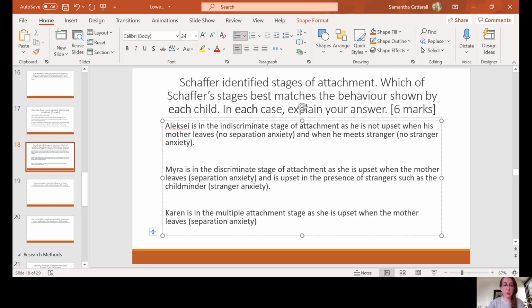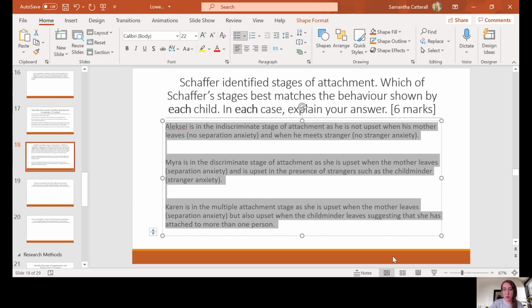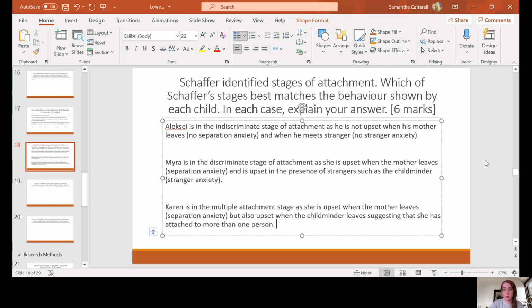She's upset when the mother leaves, but also upset when the childminder leaves, suggesting that she has attached to more than one person. That on the end there just distinguishes it from the other children and the other stages of attachment, because it's indicating that Karen is attached to more than one person, which is that multiple attachment stage. So that is what you would need to get the 3 marks. Really nice, easy question, this one.